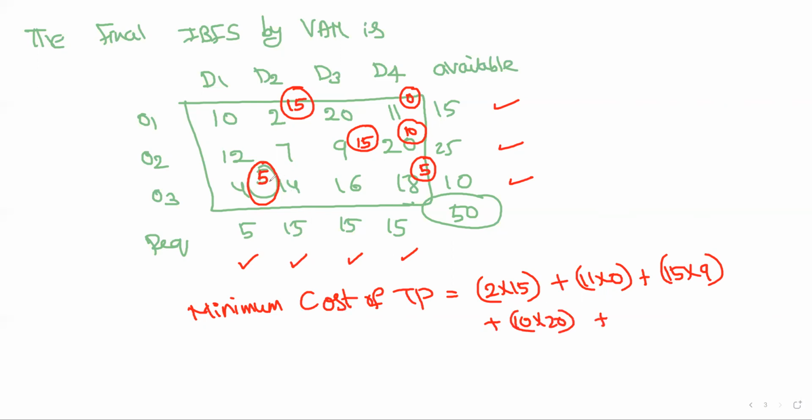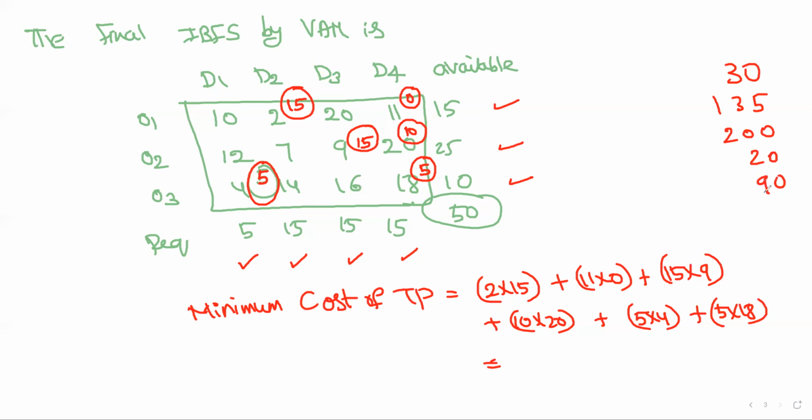Plus here the number of items is 5. Each item is 4 rupees. 5 into 4, plus here number of items are 5, 5 into 18. Simple, find the cost. 15 into 2, 30 rupees. 11 into 0, 0. 15 into 9, 135. 10 into 20, 200. 5 into 4, 20. 5 into 18, 90. Adding: 30, 135, 200, 20, 90. We have 475 rupees.